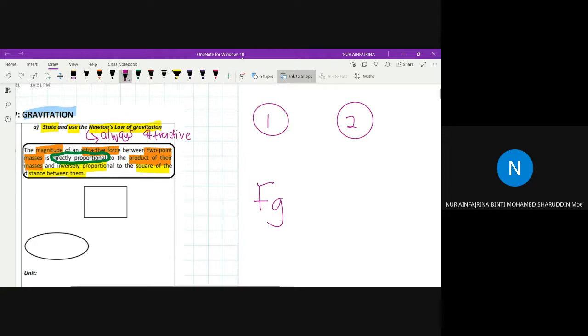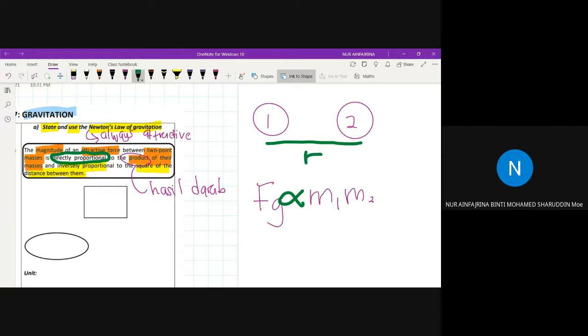Is directly proportional. Okay, kita tahu directly proportional. Directly proportional to what? Directly proportional to the product of their masses. Maksudnya product of the 2 point mass. Maksudnya M1 darab juga dengan M2. Sebab produk ini adalah hasil darab. And inversely proportional to the square of the distance between them. Okay, now we have 2 point masses. Okay, 2 point masses ini dia akan ada distance. So distance dia dikenali sebagai R.